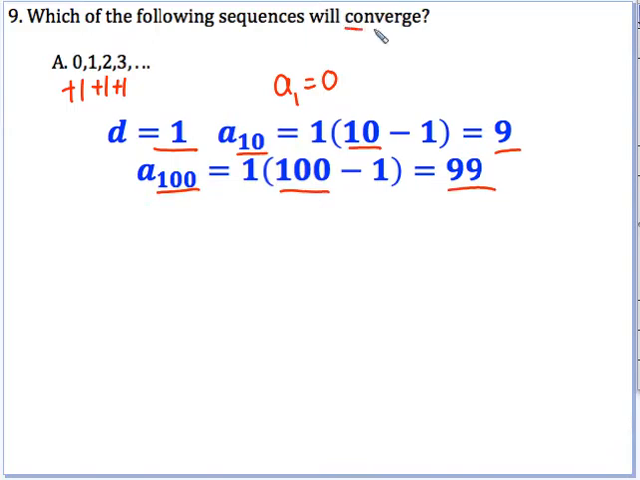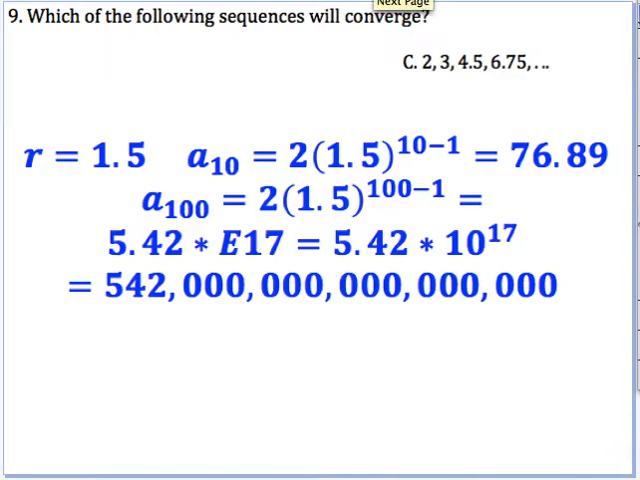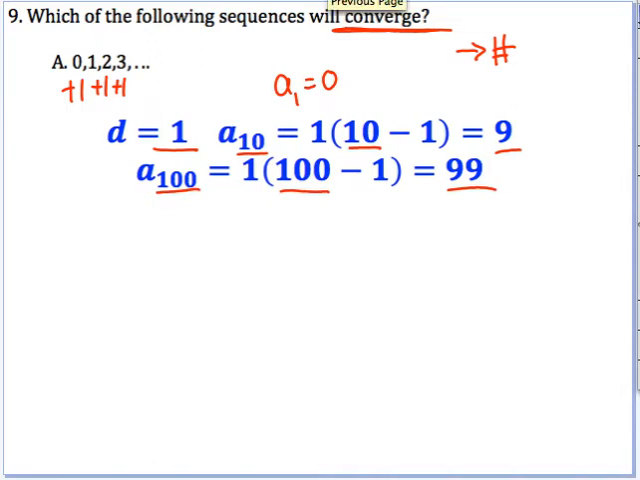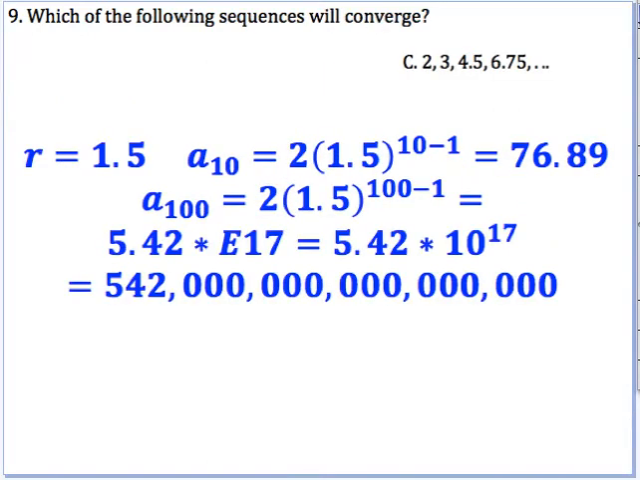Hopefully you remember from your notes that when it says converge, that means you're approaching some number. You're getting closer and closer to some number, and you're not going to go past that number. So we know that in this case, we're just going to keep on going to positive infinity. We're not going to approach some number and stop. Okay, let's look at our next one.